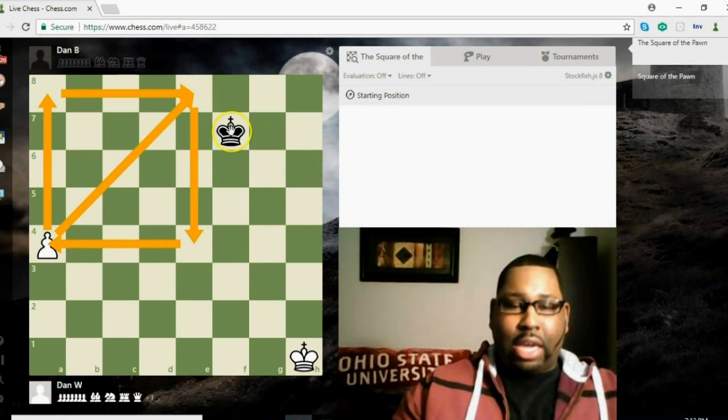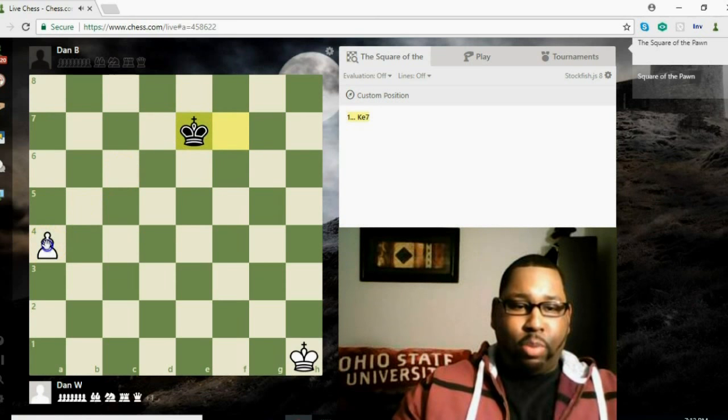Now, the black king here, if the king can step anywhere inside this square on his next move, then that means that he can catch the pawn, right? So if this king here can step directly into the square on E7, then it can catch the pawn here. So if we play this out, you see that the king is in time here.